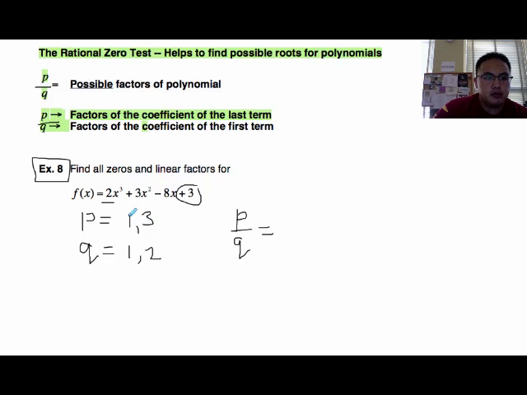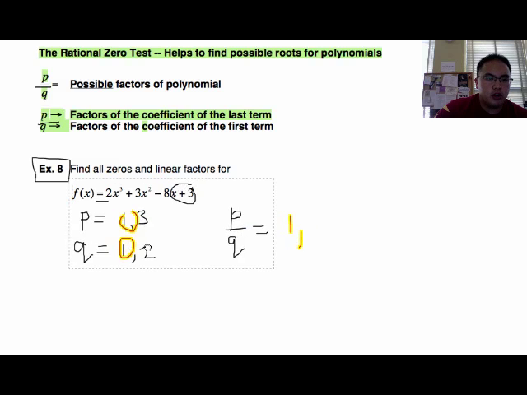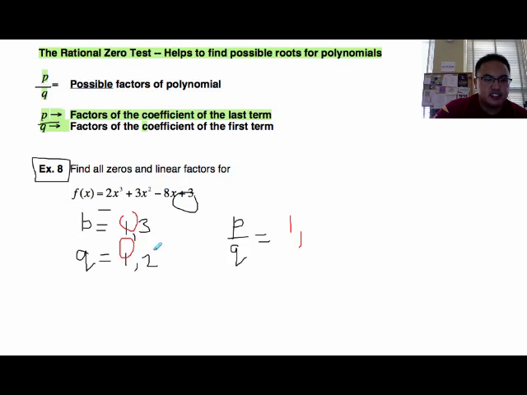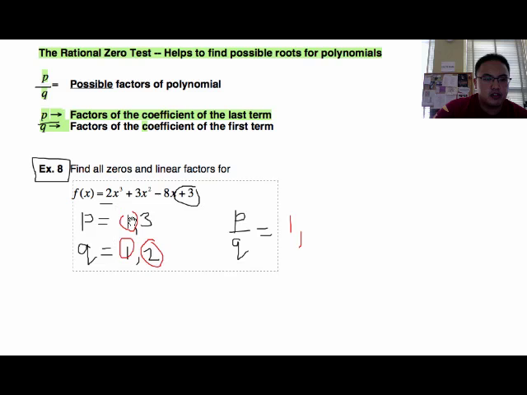So the first one I could do, let me use another color to make you understand. If it's p over q, the first one that it could possibly be is 1 over 1. And what's 1 over 1? 1. Then I could do 1 over 2. Then I'll move on to the next p, which is 3. 3 divided by 1 is 3, and 3 over 2.